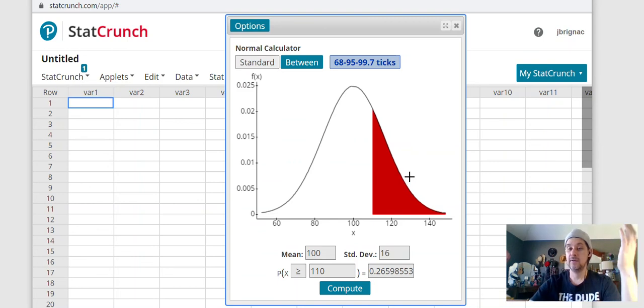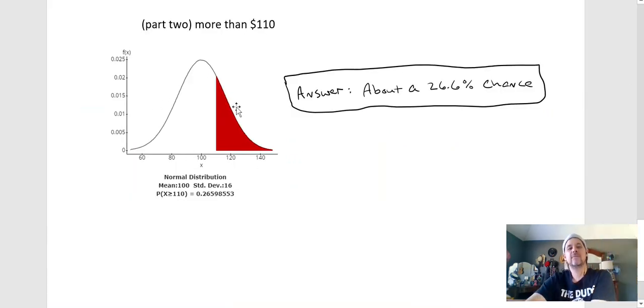It always shows you the graph to make sure that you're looking at the right thing. Remember, the question was, what are the odds that a randomly selected person has a utility bill more than 110? So this is to the right of that. That would be more, right? This graph should always look like what you're trying to calculate. And here's the same graph imported into my document. It says the area to the right of 110 is 0.2659. If I convert that to a percentage, it's about a 26.6% chance if you select somebody at random that their utility bill is going to turn out that way.